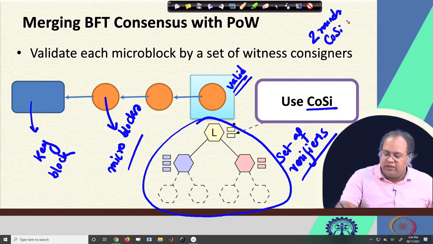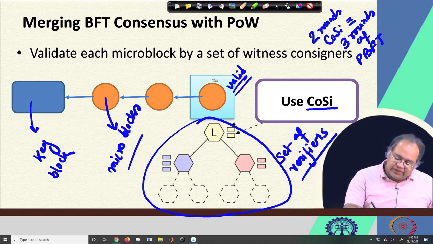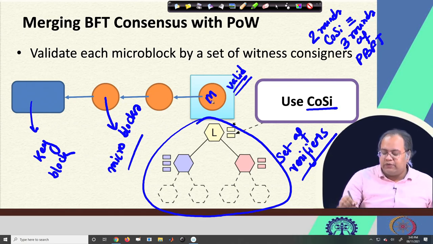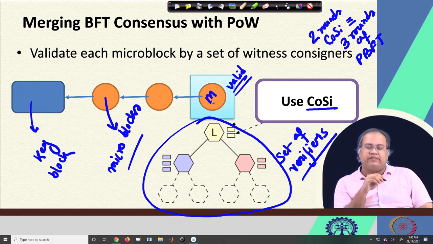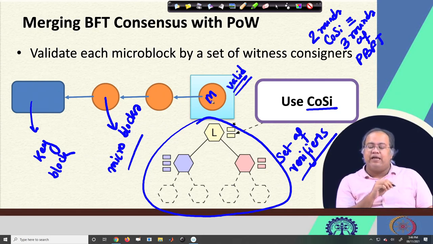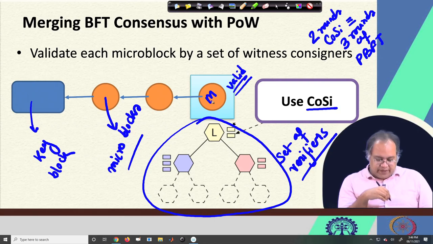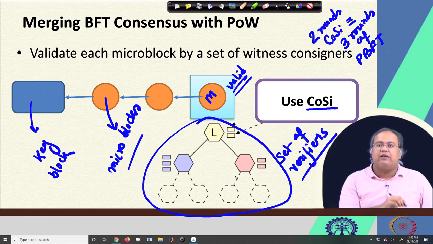And what we have seen earlier is that 2 rounds of COSI are equivalent to the 3 rounds of PBFT. So, that means using this microblock as my message M, if I run 2 rounds of COSI based on the protocol that we discussed in the last lecture, then that will emulate the 3 rounds of PBFT, that means the prepare and commit phases of PBFT. So, that way I can use this set of verifiers to validate the microblock.